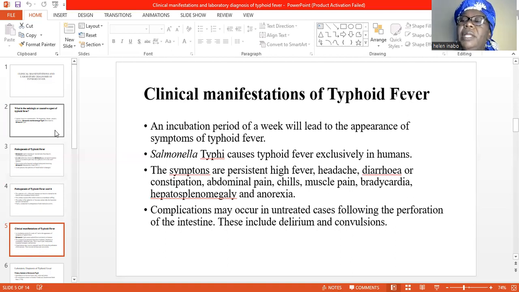In untreated cases, complications can occur following the perforation of the intestine, and these complications include delirium, confusion, and convulsions. Most of the untreated cases in developing countries are usually caused by the infected person or patient not going to consult his doctor on time. And before you know, the unimaginable happens. Person dies from complications of this disease.